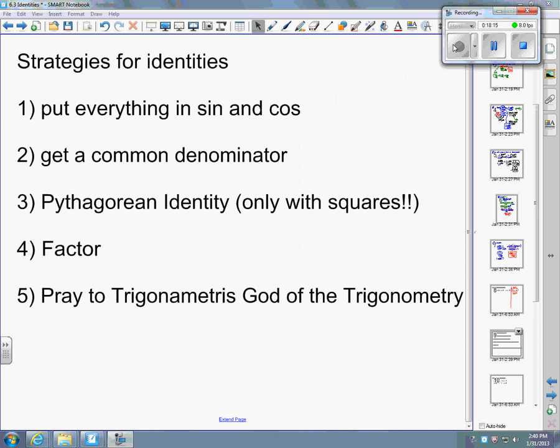Here's a short list of different things you can do, if you want to keep that down as you're working through these. A very helpful one is putting everything in sine and cosine. If you've got fractions, adding, subtraction, common denominators are helpful. You can replace with Pythagorean identities, but only with squares. If you see a 1 minus a sine, you can't go plug in cosine squared. That doesn't work. You're going to leave that alone. You can factor. Tons of stuff is going to cancel. And hopefully you don't have to end up with that last one there.